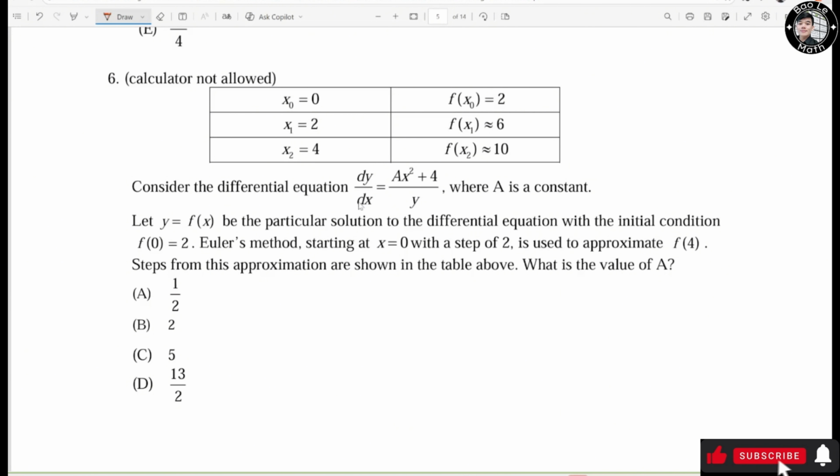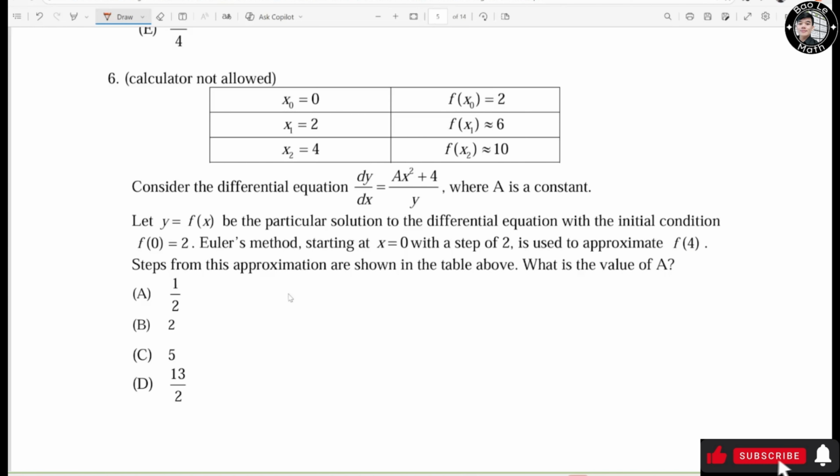Consider the differential equation dy over dx equals ax squared plus 4 over y, where a is a constant. Let y equals f of s be the particular solution to the differential equation with initial condition f of 0 equals 2. Euler's method starting from s equals 0 with step size of 2 is used to approximate f of 4. Steps from this approximation are shown in the table above. What is the value of a?